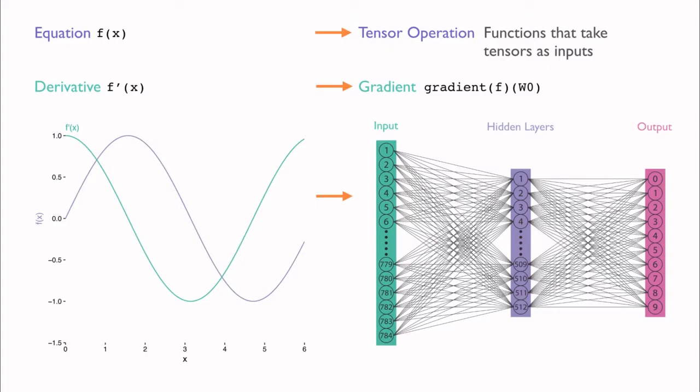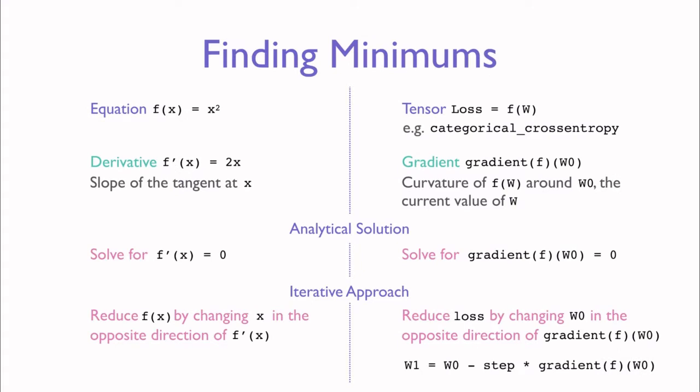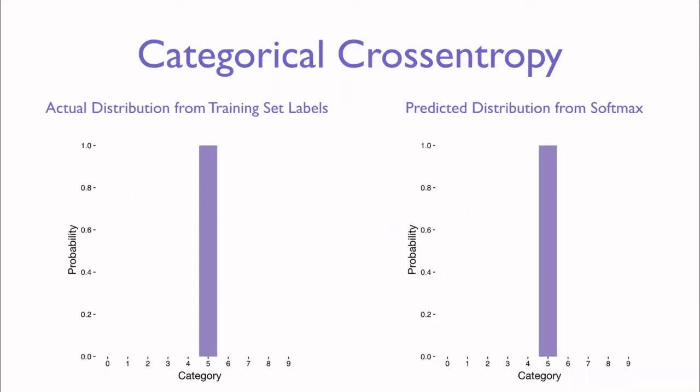In the last unit, we found out that gradients are just derivatives of our tensor operations. We already knew that derivatives are useful for finding the minimum of a function, either analytically if we know the function of the derivative, or incrementally if we don't. The most exciting tensor operation for our purposes is the loss function, and of course that's the function that we want to minimize.